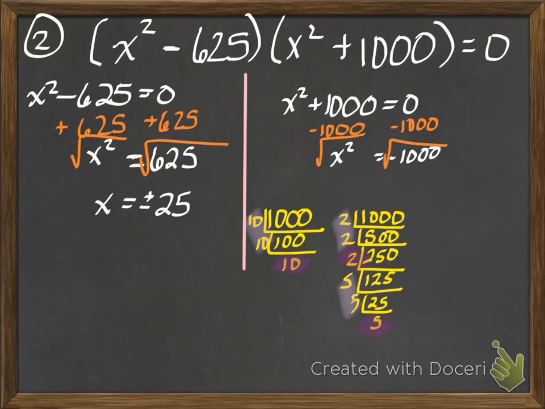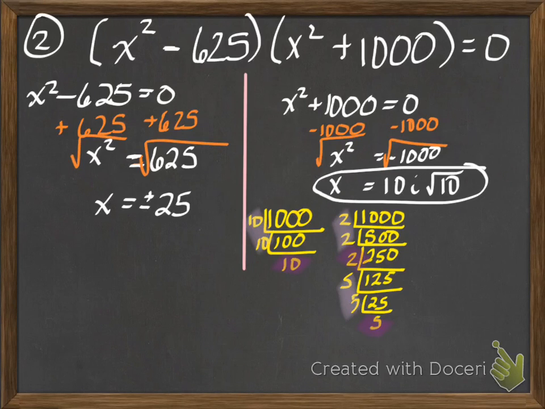So the answer is x equals 10i square root of 10. And you don't do plus or minus? And you do need plus or minus. I hadn't written it first.